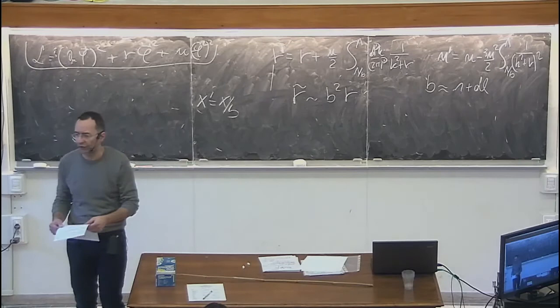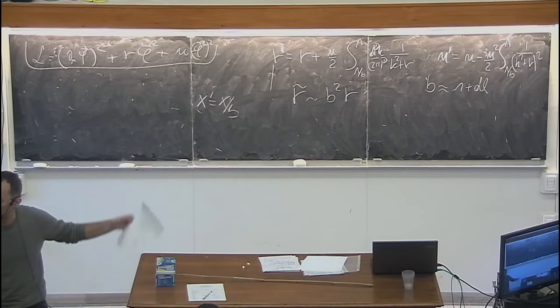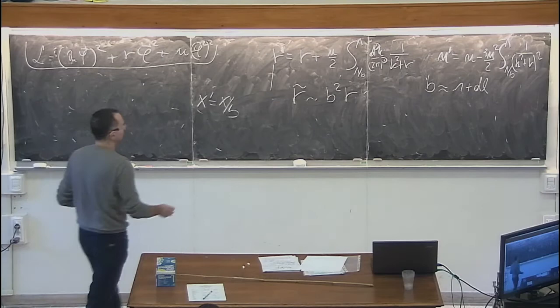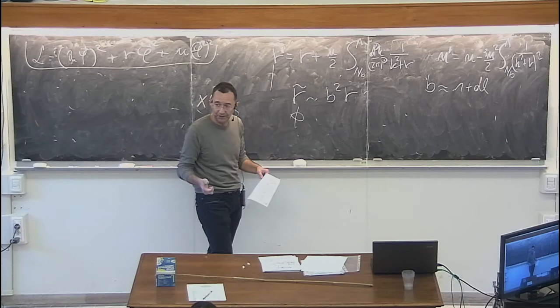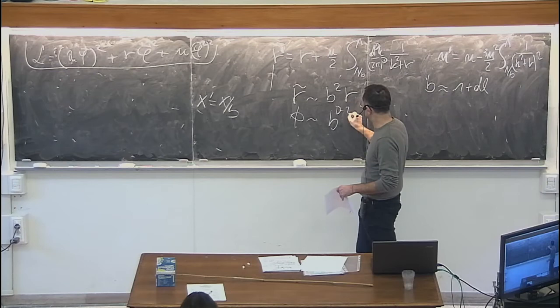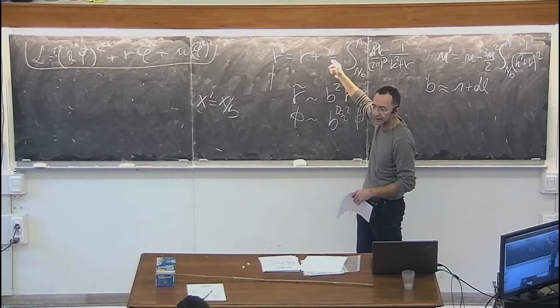You also have to rescale the field, because the field has dimension. But from the point of view of the parameters, you need only to rescale the parameters. At the moment, there is no contribution because I'm at one loop. But I have to rescale, and the rescaling is this one. Since we are focusing on the quantity r and u, I was not considering that.